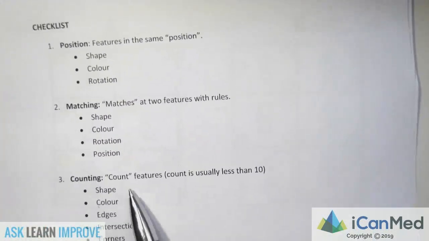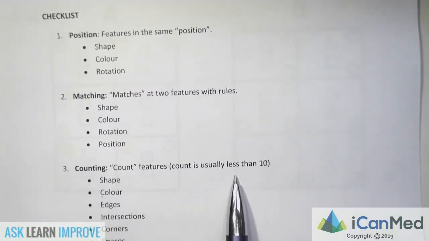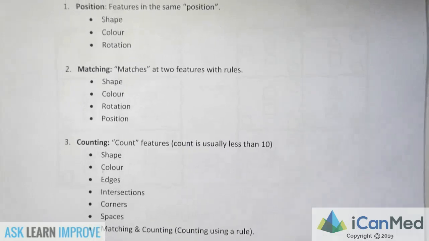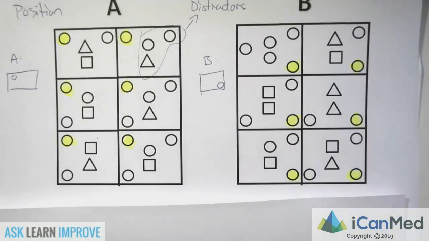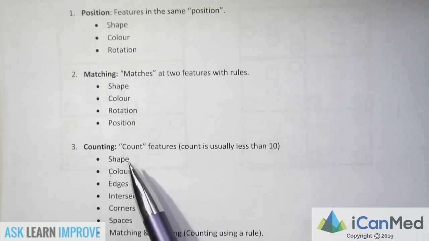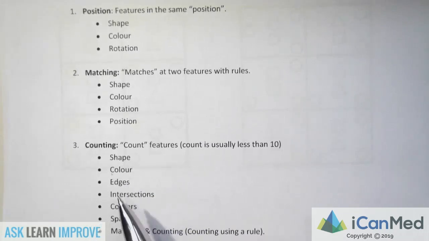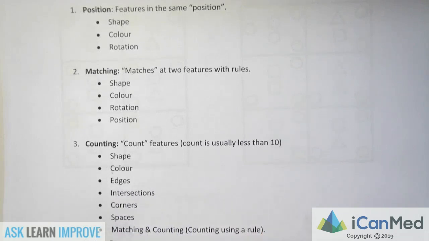Okay, now with the counting patterns, you just count the features. And you usually count less than 10, because if you're counting more than 10 within each square, then you're not going to be able to finish the question on time. So UCAT likes to keep the count less than 10. Now what are things you can count? You can count shape, color, edges, intersections, corners, and spaces. Okay, so these are the features that you can count.